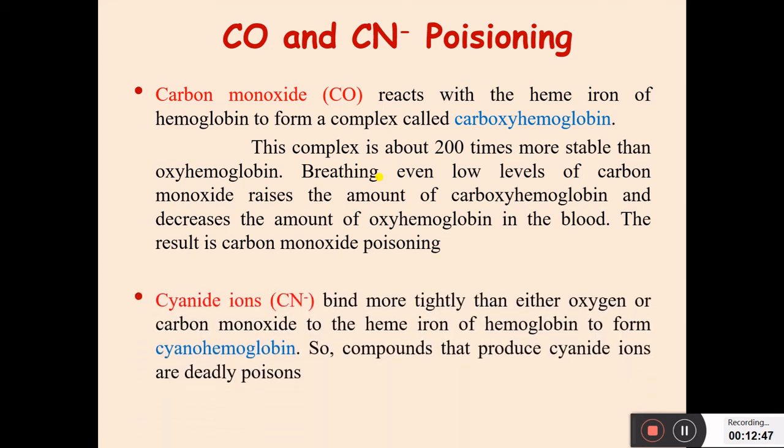Okay. Now cyanide ions can bind more tightly than either oxygen or carbon monoxide. And what do they form by binding to hemoglobin? Cyanohemoglobin. So all the compounds that produce cyanide ions are deadly. You must have heard that we are advised not to eat seeds of several fruits. It is because they contain a very small amount of cyanide ions, and if we have regular intake of those seeds, the cyanide concentration will increase and it will further lead to cyanide poison. Okay.